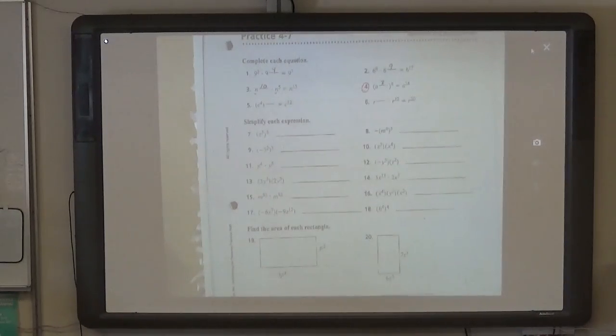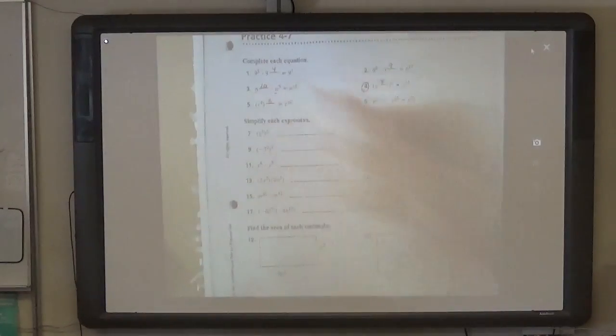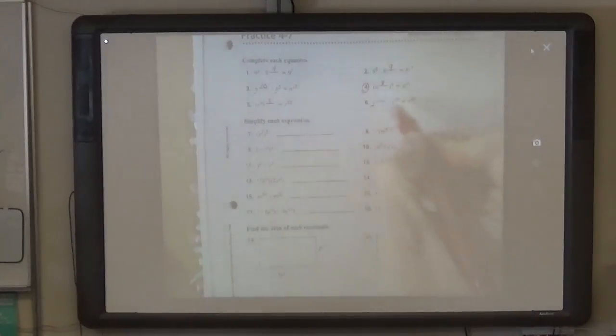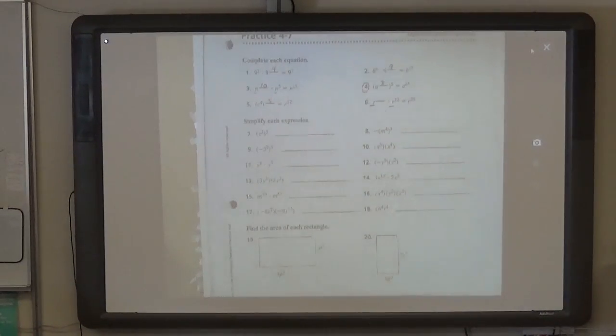Cool? Number 5. 4 times 3. Number 6. Max. These have the same base, and it's not a power of a power, there's no parentheses on this one. You add the exponents. 2 plus 8.